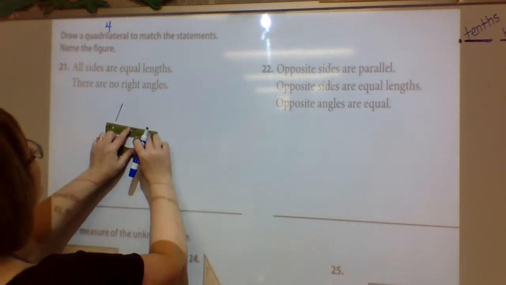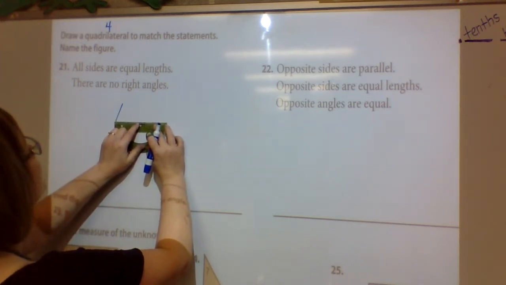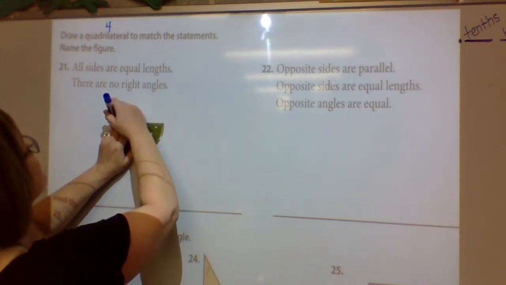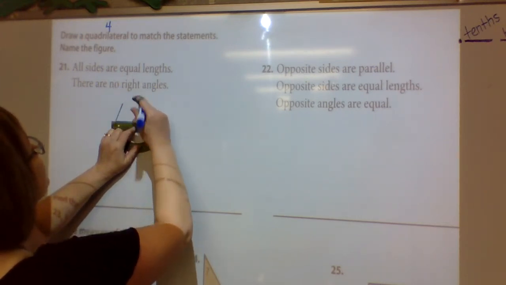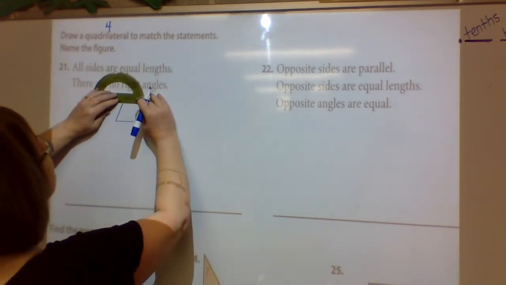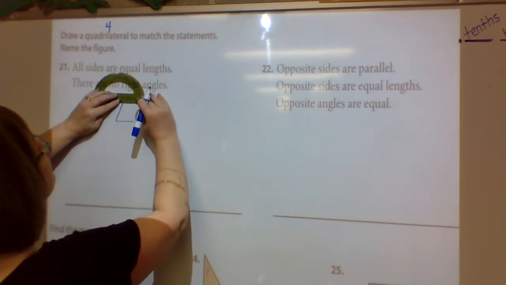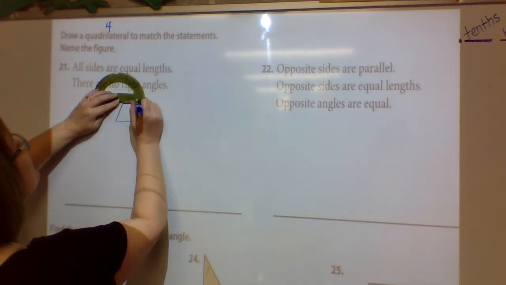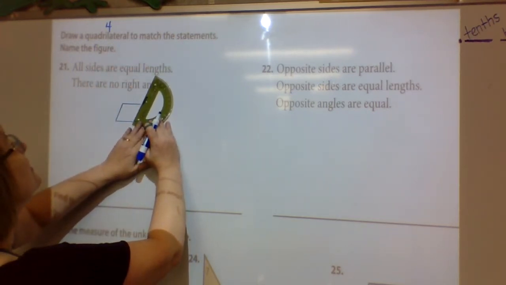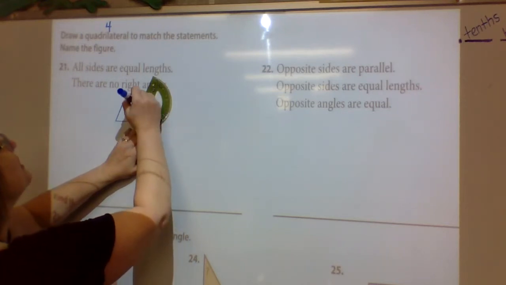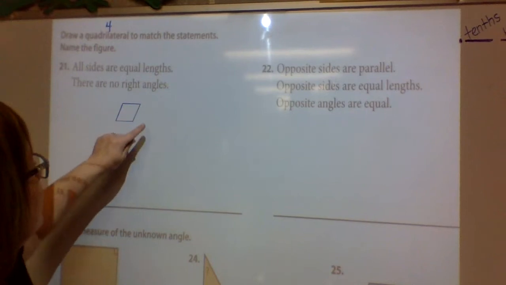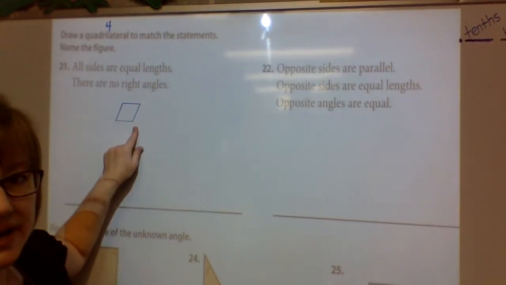And I can't have a right angle, so I'm going to go right here. 2 inches. And then in order to connect them, I'm going to have to do this. Otherwise it's not going to close, and then it's not a polygon because it will be not a closed figure. And then this should be 2. Yep, that one's 2 inches. Okay, so I made all lengths the same and no right angles.